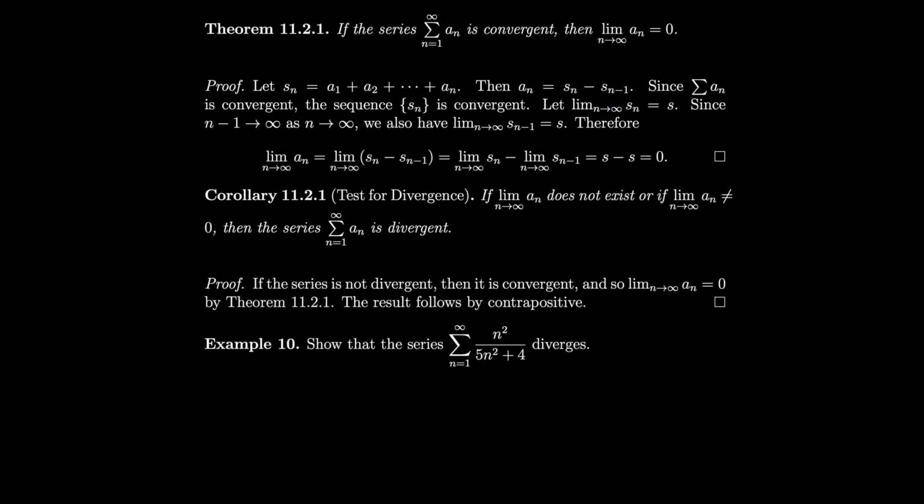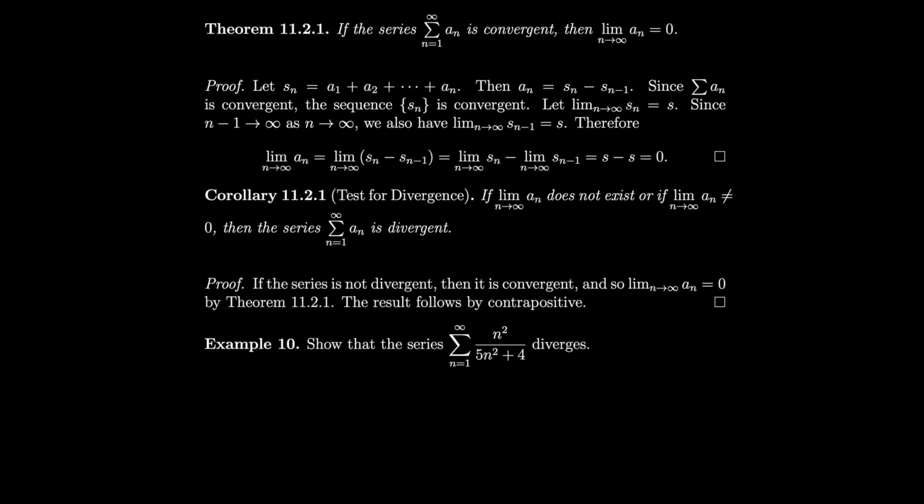We have the sum of an being convergent because we're assuming that if the series is convergent, we want to show the limit is 0. So we have the sum convergent, so that means that Sn must be convergent. So that means it has some limit s. So let the limit of Sn be s. And then n minus 1 also goes to infinity as n tends to infinity, so the limit of S(n-1) is also s. So we have the limit of an equals the limit of Sn minus S(n-1). We can split the limits, get the limit of Sn minus the limit of S(n-1). Both of these are s. So we just get s minus s, which is 0.